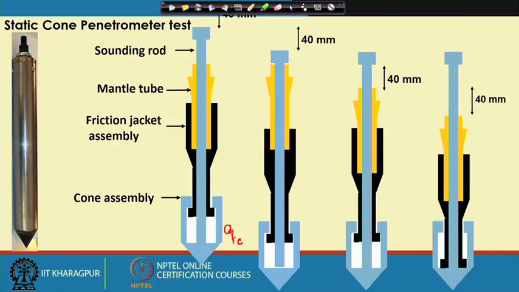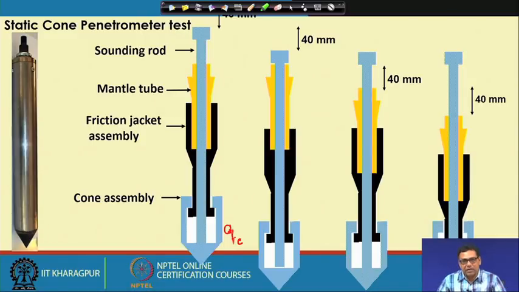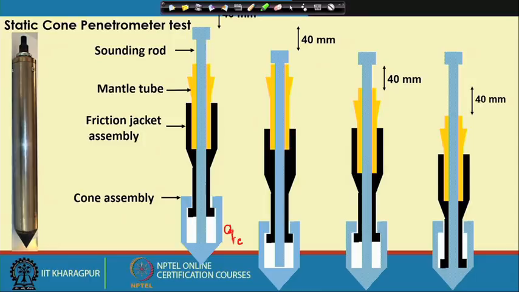In the first stage we penetrate the sounding rod and the cone assembly, and we get the cone resistance. In the second stage we push the sounding rod, friction jacket and cone assembly, so we get the total resistance. If I subtract the cone resistance from the total resistance, I get the friction resistance. In the third stage the mental tube is pushed by 40 millimeter, and in the fourth stage the mental tube and the friction jacket assembly are pushed by 40 millimeter. So, with a total of 80 millimeter penetration, we get the friction resistance as well as the cone resistance separately.